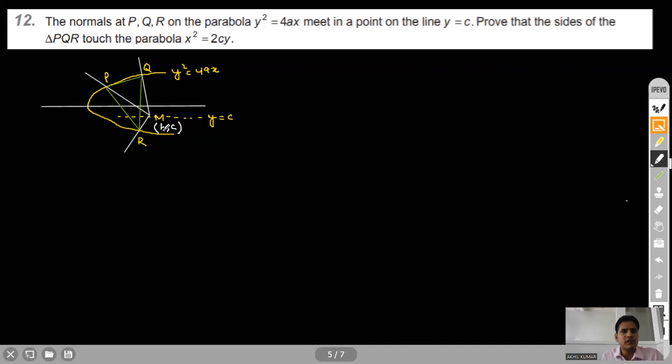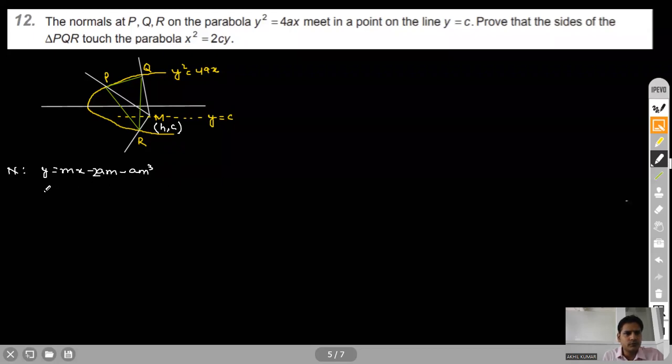Okay. So we can write the equation of the normal in slope form. What is that? y = mx - 2am - am^3. Now this will pass through this point M. This is intersecting at point M, so the coordinates of this point M must satisfy it.